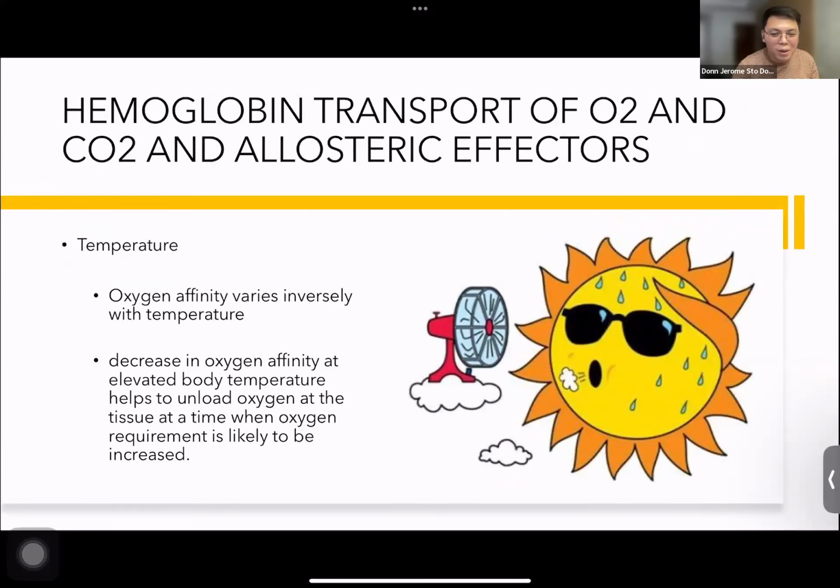Di ko na po kayo pahirapan. Temperature has an inverse relationship with your oxygen affinity. The higher the temperature, the lower the oxygen affinity, or the lower the temperature, the higher the oxygen affinity.